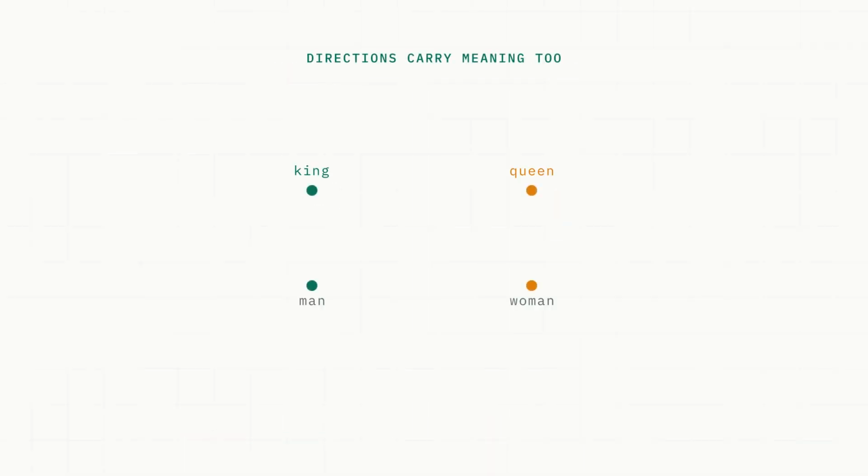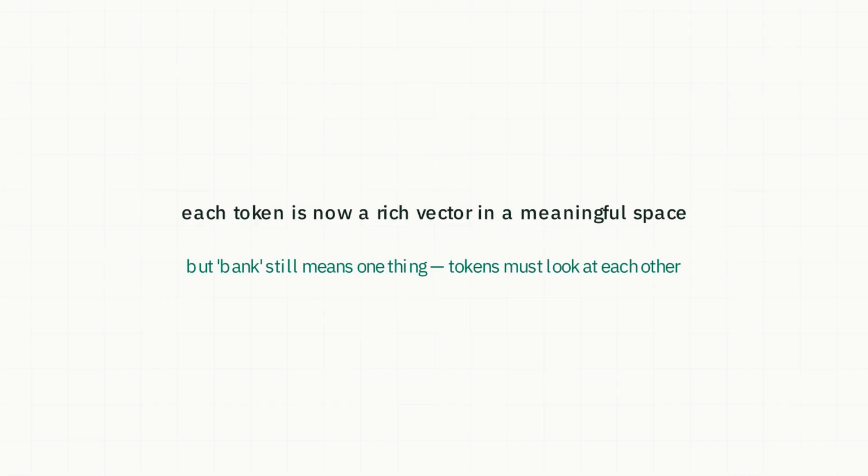It goes deeper still, and this is genuinely one of the most beautiful results in the field. Directions in this space come to carry meaning too. There's a direction you can move that roughly corresponds to making a word plural, another for changing the tense of a verb. Famously, if you take the point for king, subtract the direction for man, and add the direction for woman, you land remarkably close to the point for queen. The model has learned the concept of royalty and the concept of gender as directions you can travel, meaning made into arithmetic. So now each token is a rich vector in a meaningful space.